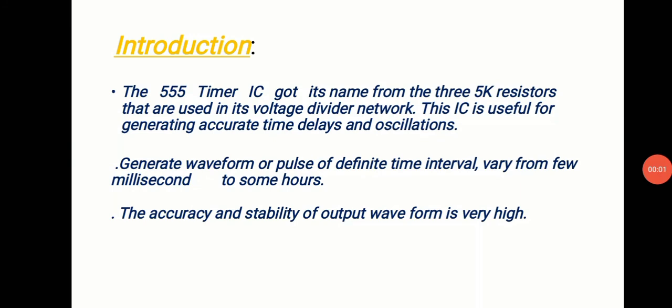Introduction. The 555 timer IC got its name from the 5K resistors used in the voltage division network. This IC is useful for generating time delays and oscillations. In previous classes we studied about oscillations.